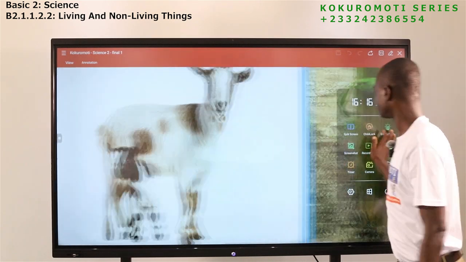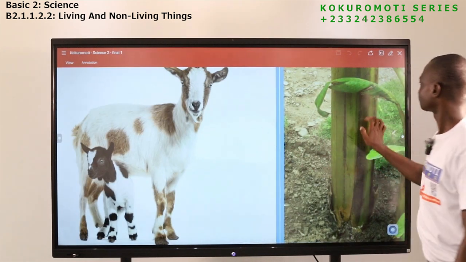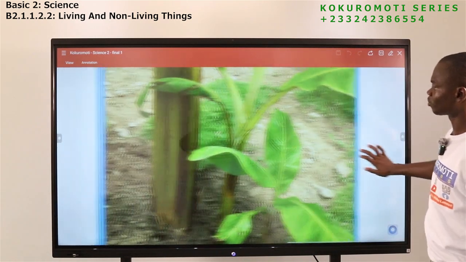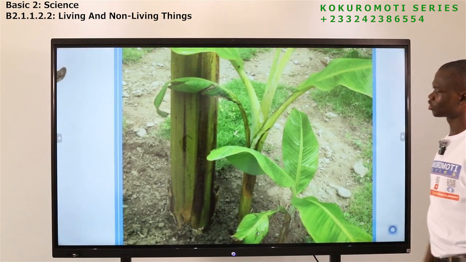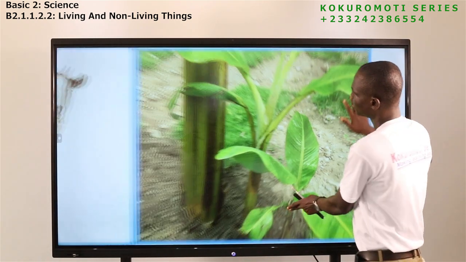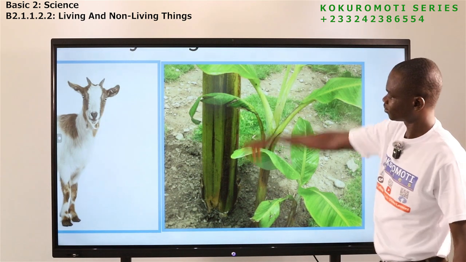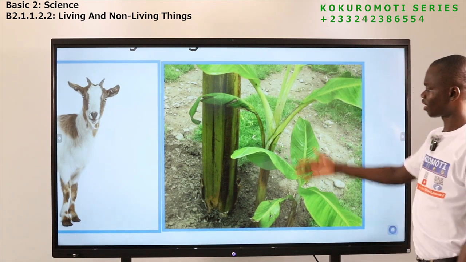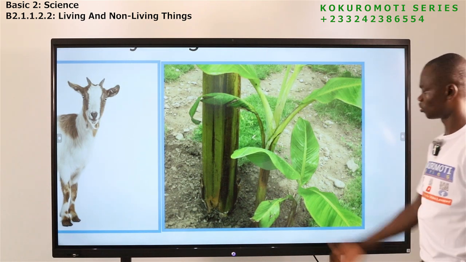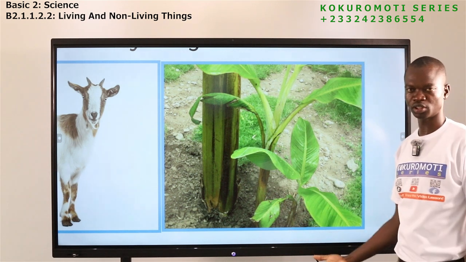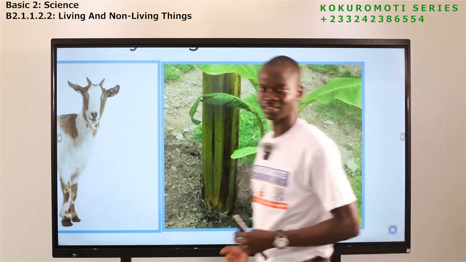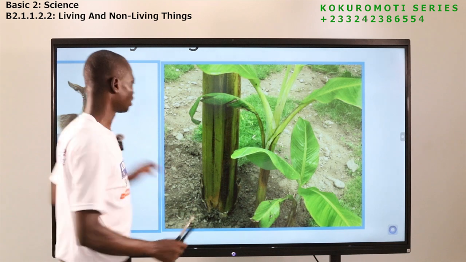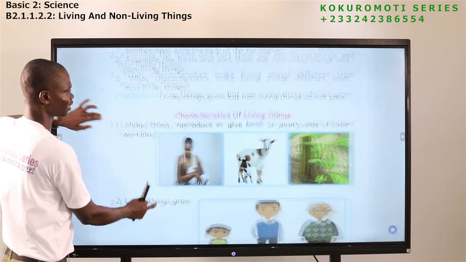Let's look at plants. So this is what? Plants. So you see, this is plantain. And we have the suckers here. So it has also what? Reproduced. What we are saying is that living things reproduce, they give birth. Okay, so I've shown you an example.